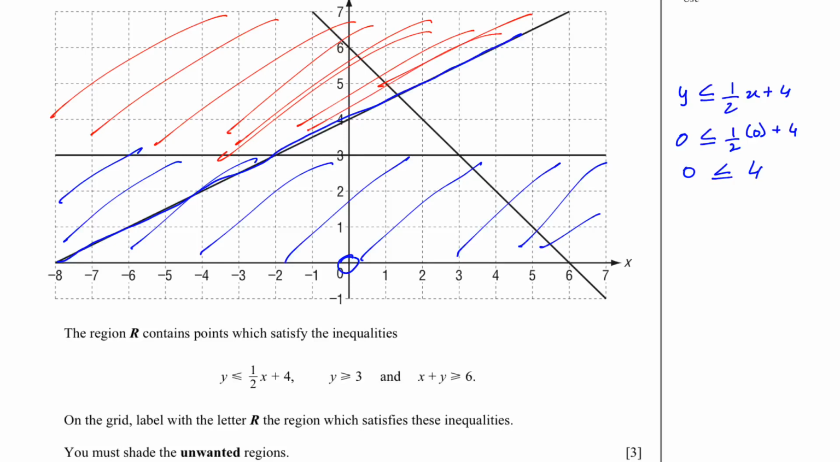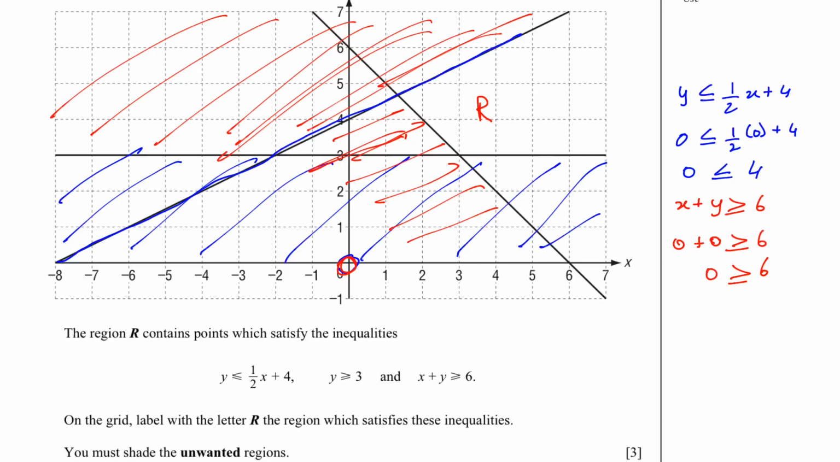And then we have x plus y is more than or equal to 6. Again, I'm going to use the same point. And in place of x, I'll put 0. And in place of y, I'll put 0. 0 is not more than or equal to 6. Therefore, this part here is our unwanted region. We'll shade that. So what part is remaining? This one here. This is our region.